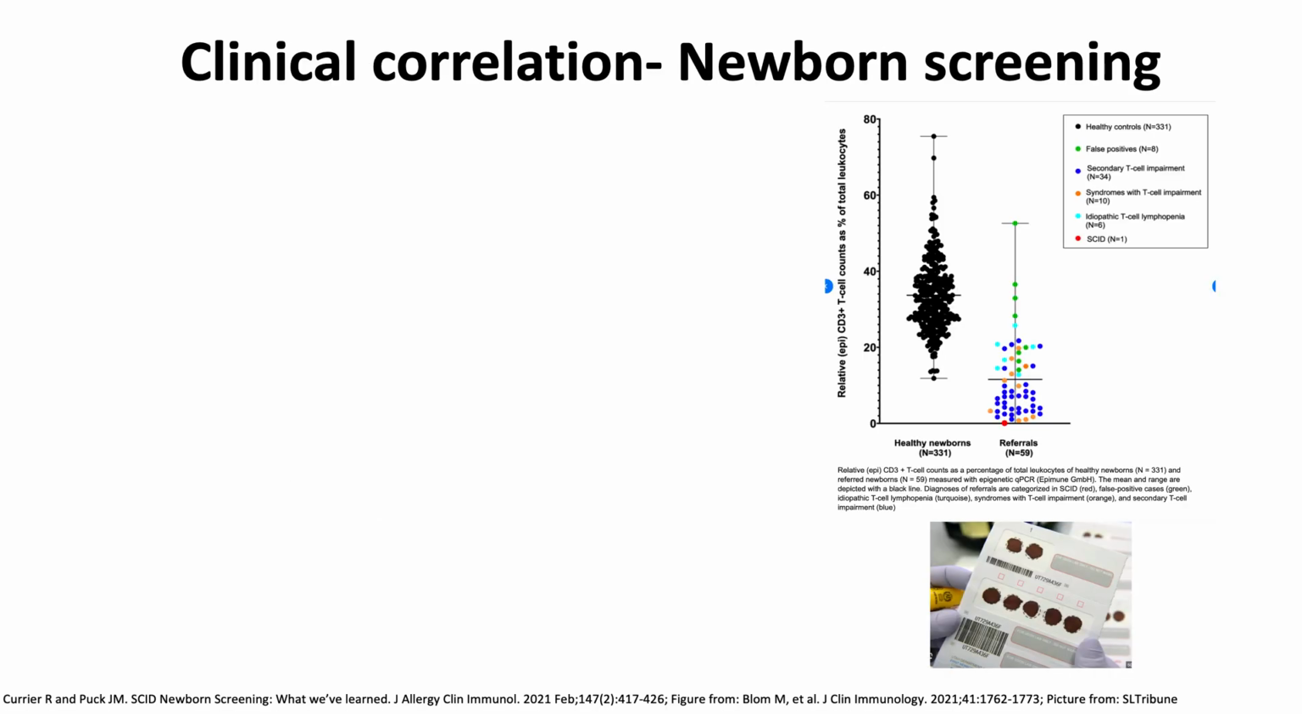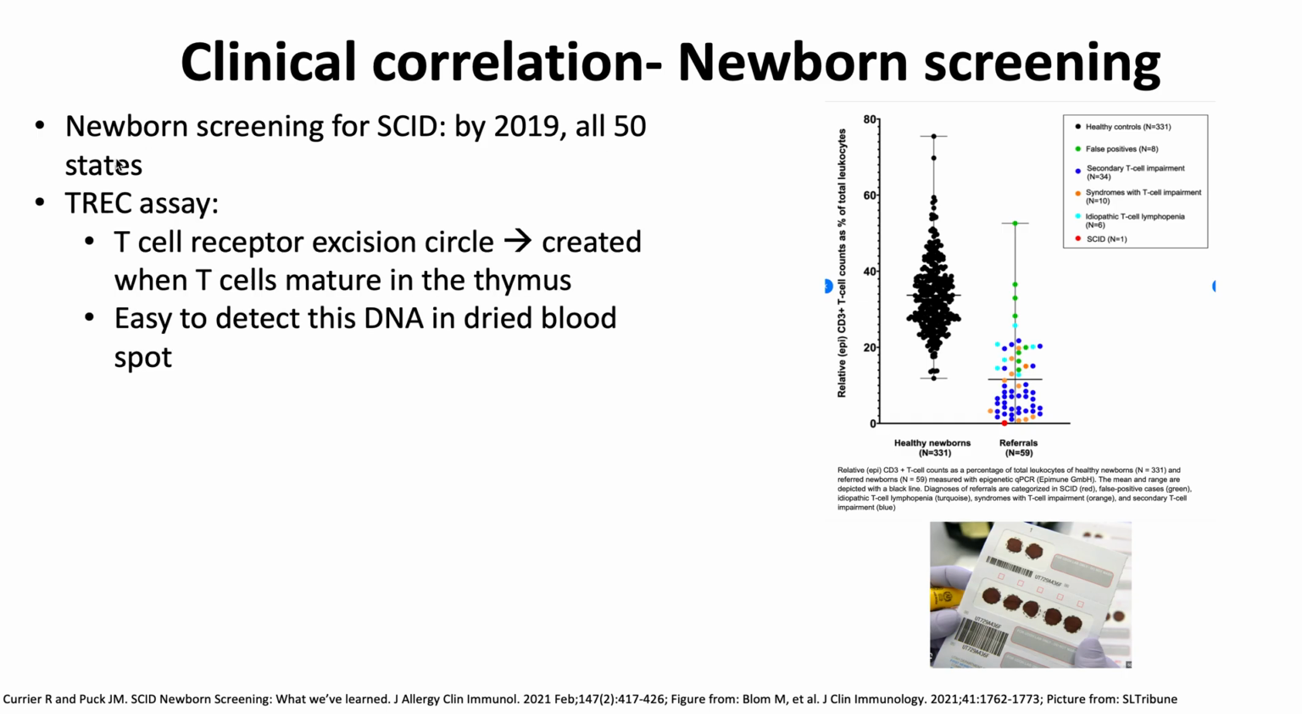Now, we screen for SCID. In fact, newborn screening for SCID as of 2019 is done in all 50 states. The most common way to screen for SCID is through an assay called a TREC assay. TREC stands for T cell receptor excision circle. This is a circular DNA structure that is generated during lymphocyte rearrangement within the bone marrow, and also created when T cells mature in the thymus. This is an easy structure to detect and actually can be detected using a dried blood spot.